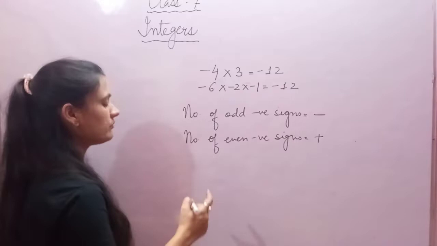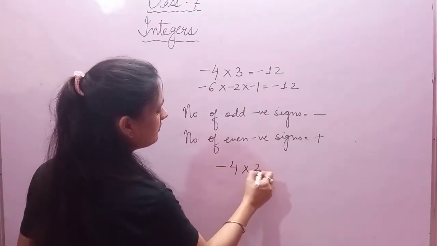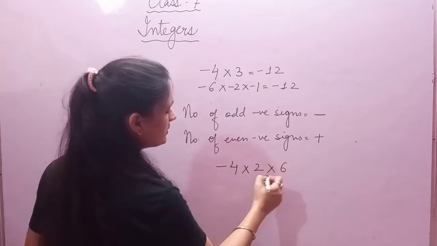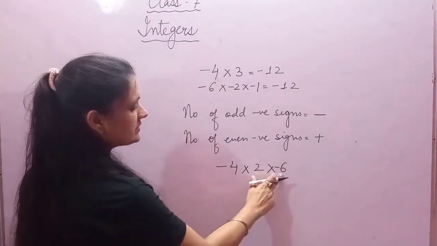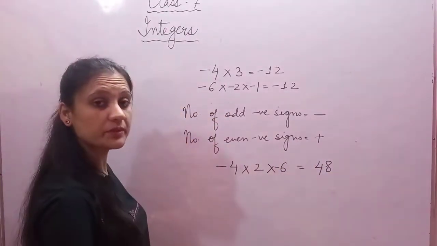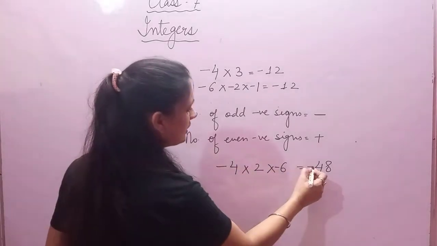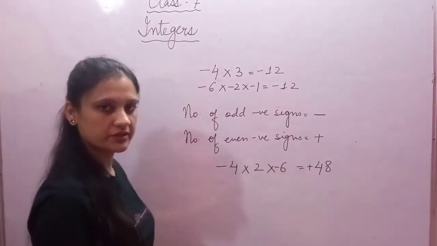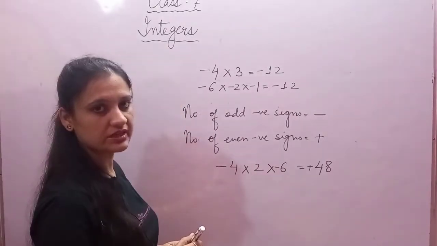Let us see one more example. Suppose a number is given: minus 4 multiplied by 2 multiplied by 6 minus 6. 4 2s are 8, 8 6s are 48. Now which sign to be applied? Let us count. 1, 2 means even, so the answer will be plus 48. I hope it is clear. It is really important to understand.